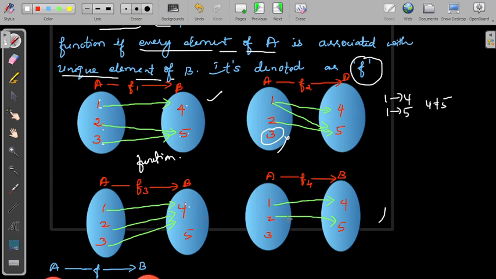Take up the last example here. 1 goes to 4, 2 is mapped to 5. The first condition is violated. 3 is not having any association. Every element should have an association. Therefore, this is not a function. This is a function, and this is not a function. So these are some illustrations to support the definition of a function.